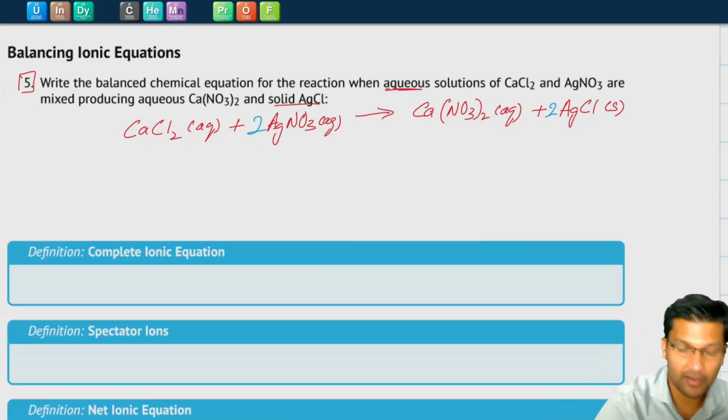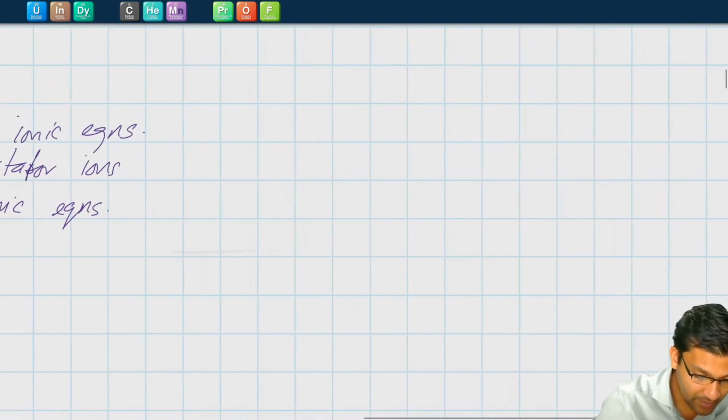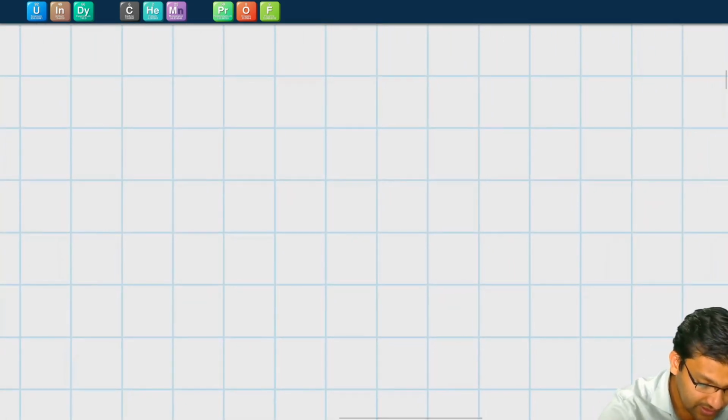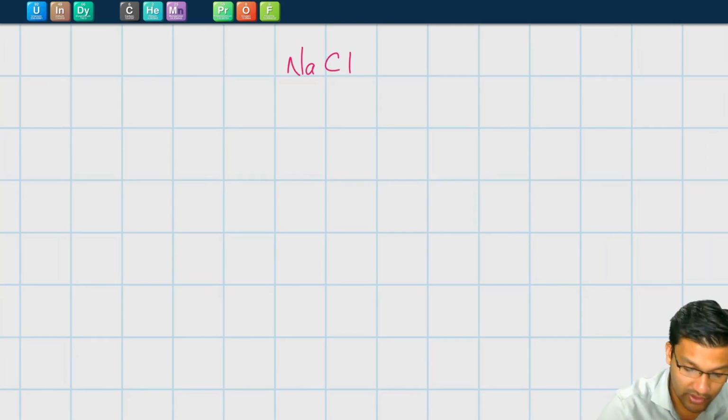So this is a balanced molecular equation that we've looked at before, but we're dealing with ionic compounds here. We're dealing with salts that are soluble. In this case, it's calcium chloride and silver nitrate. Let's take a look at what happens when a salt dissolves. So let's look at a simpler salt, NaCl. We know that NaCl, table salt, can dissolve in water, and when it dissolves, it actually produces 2 ions, the separate ions that make up the salt.